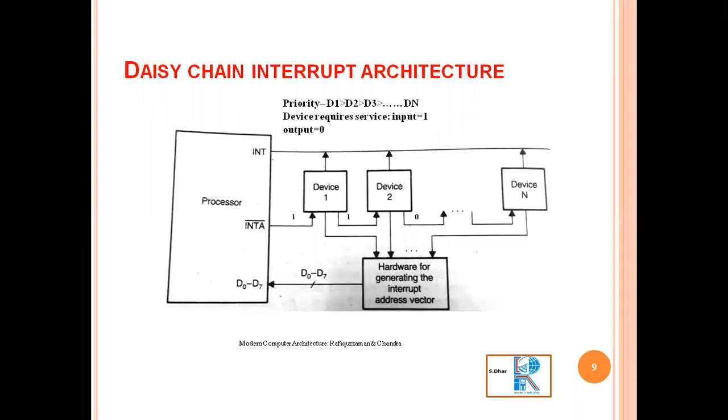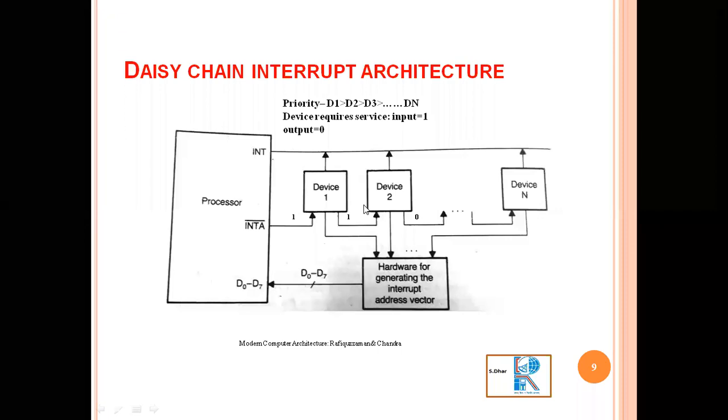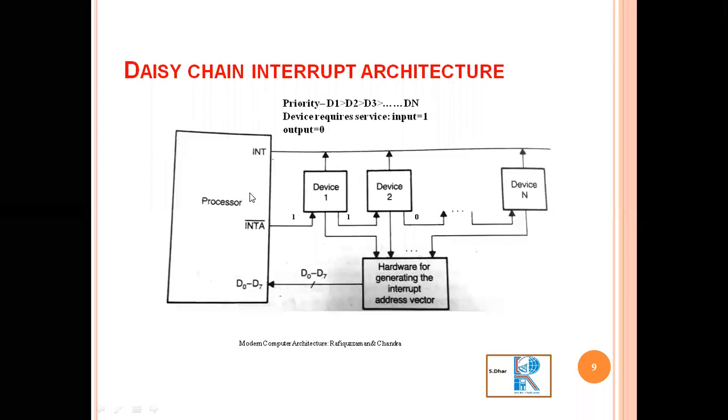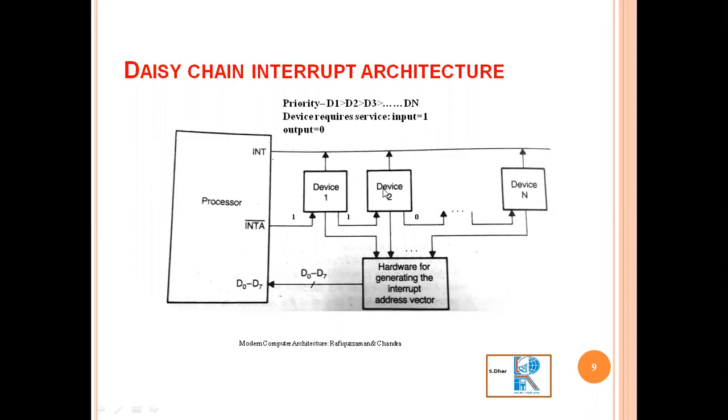Here the devices are connected in such a way that if the distance from the processor is low, the priority will be high. That means device 1 has more priority than device 2. Device 2 has more priority than device 3. Device 3 has more priority than device 4. In this way, device N has the least priority, and device 1 has the highest priority.